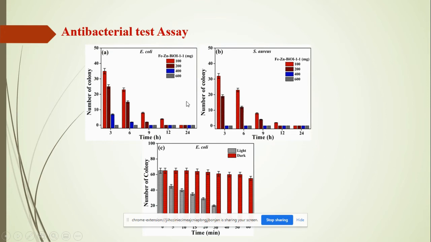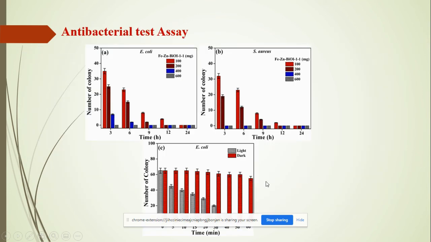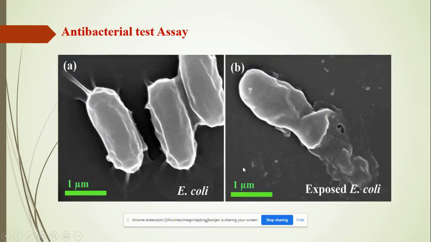In case of E. coli and S. aureus, we also checked the effect of light and dark, and we found that on passing the light, the number of colonies decreases. Here you can see the SEM images of E. coli before and after exposure. So after exposure, the cell is almost degraded.